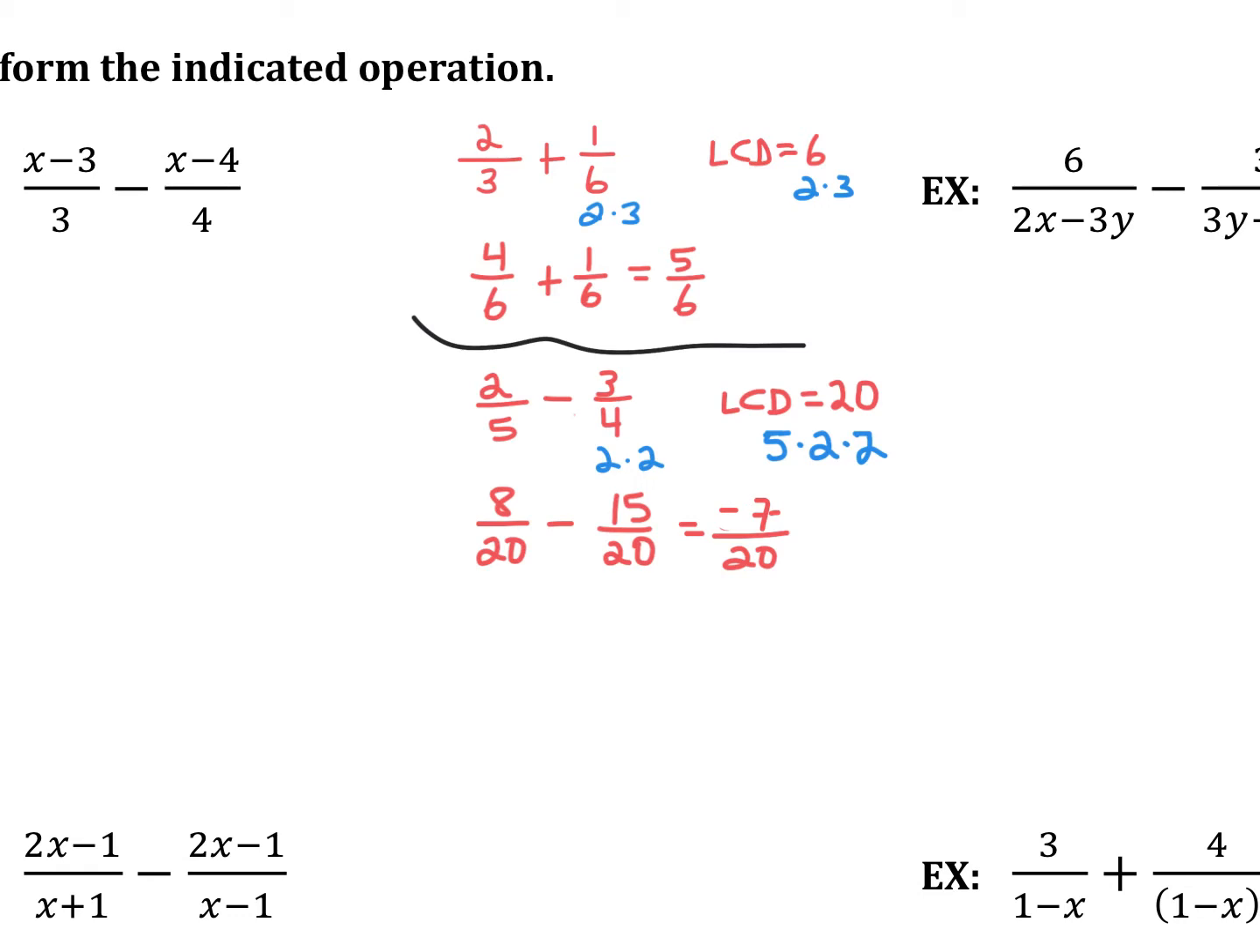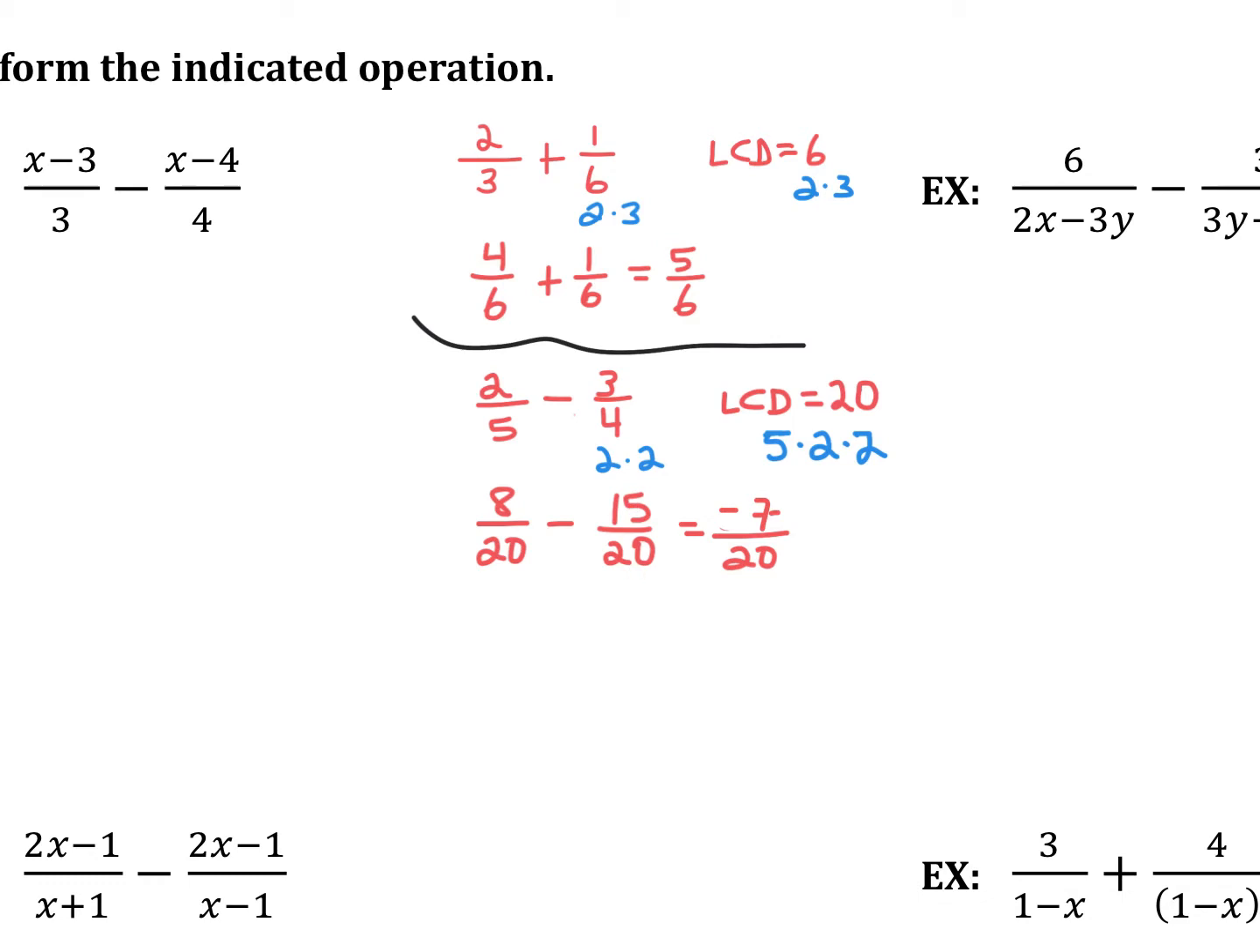And then if we do the same thing for the second fraction, to get from a denominator of 4 to a denominator of 20, we're obviously multiplying by 5. Whatever we multiply the denominator by, we need to multiply the numerator by. So 3 times 5 gives us 15. So in other words, 3/4 is equivalent to 15/20.